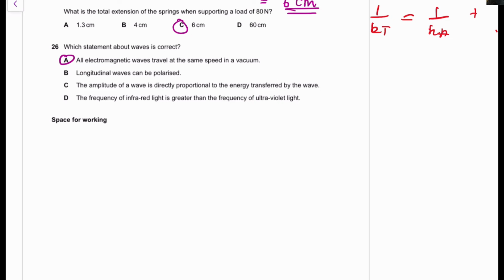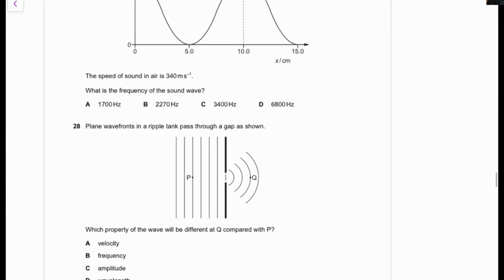Amplitude is not directly proportional to the energy transferred. And the frequency of infrared is not greater than the frequency of ultraviolet. But we know for a fact that all electromagnetic waves travel at the same speed in a vacuum. That's 3.0 times 10 to the power of 8. You know how light travels from the sun until it reaches Earth? That is at the same speed, which is 3 times 10 to the power of 8.